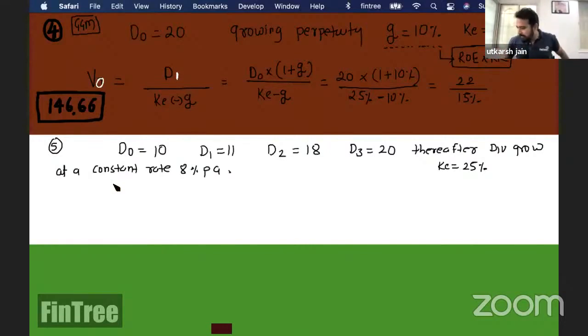Someone on the chat, Siddharth, asked, what if my growth is higher than cost of equity? Siddharth, then this model cannot be used. That's kind of a limitation of the Gordon growth model. Growth should be lower than cost of equity, which is also a logical thing to happen in practice. But if the growth is higher than cost of equity, GGM doesn't work. All right, guys, so get on with it. Let's see if you can get the answer here.